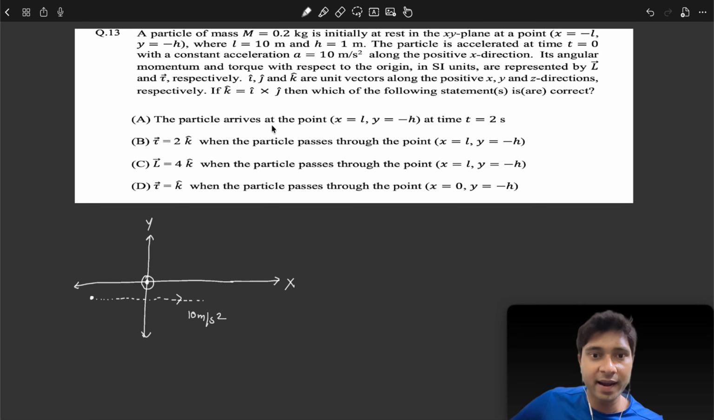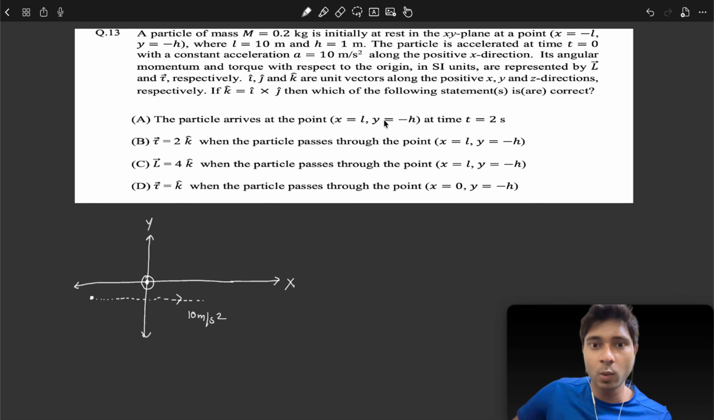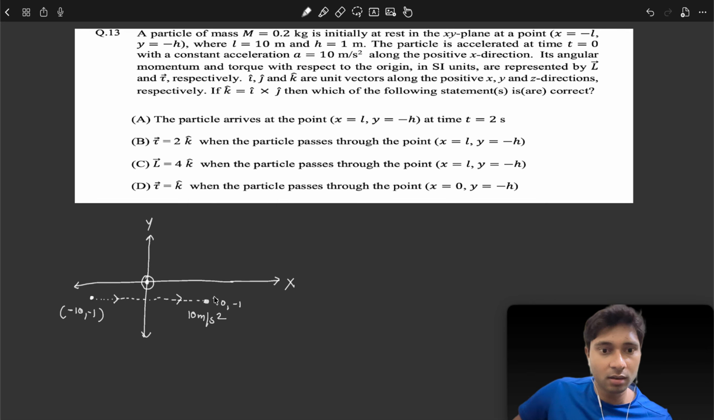Option A is given: the particle arrives at the point x equal to L, y equal to minus h. Initially it was at x equal to minus L, y equal to minus h. This point was minus 10, minus 1, right? Now it has an acceleration of 10 meter per second square along the x-axis, so it will reach the point x equal to L, which is 10 comma minus 1.